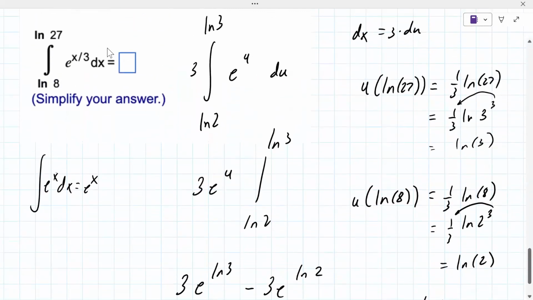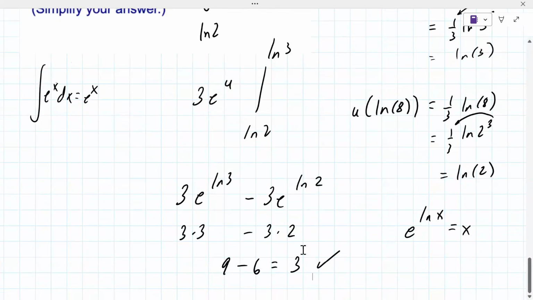I bet if you'd put this in your calculator, it would have given you 3, or it might have given you like 2.99999 or 3.00001. And since it's multiple choice on the test, just correct your calculator. Don't hand-do it if you don't have to. So, all right.